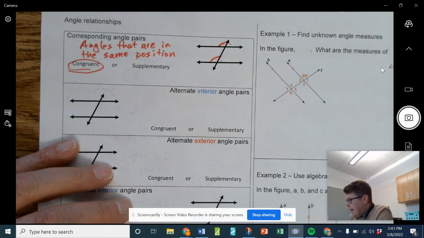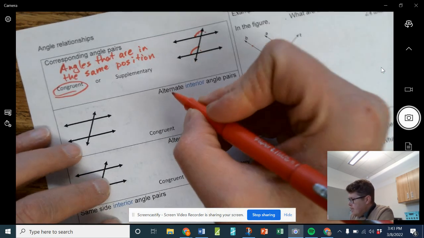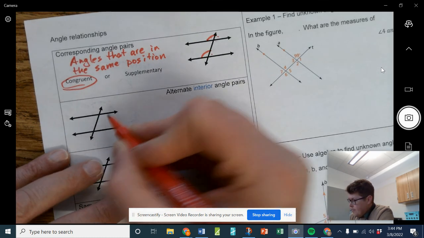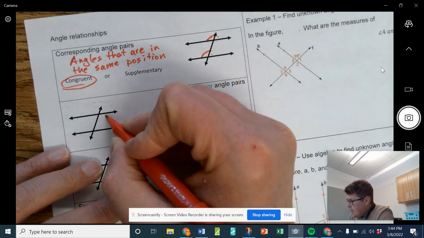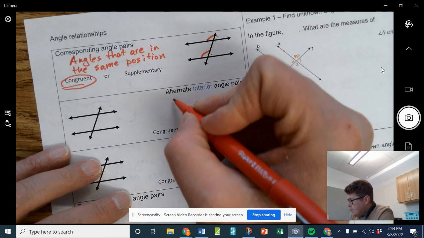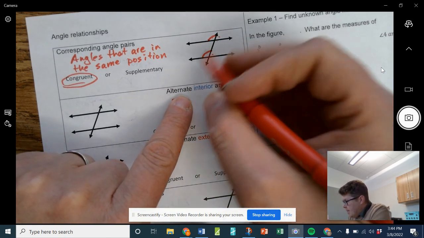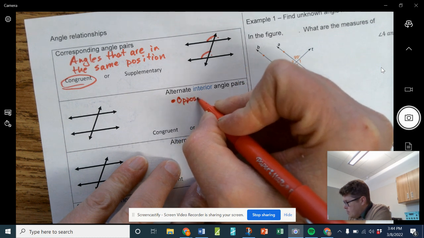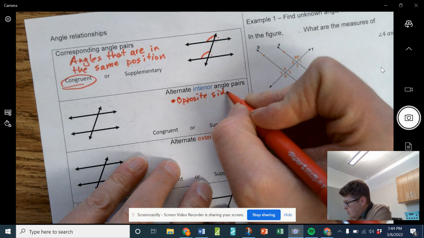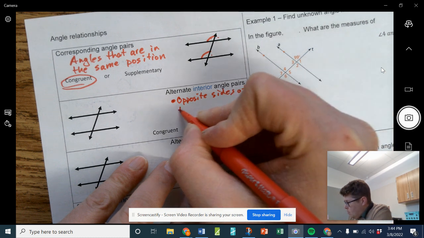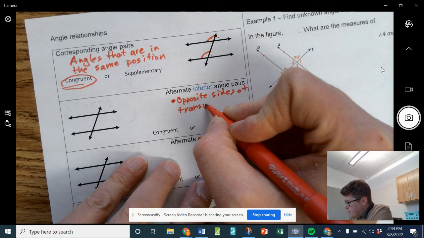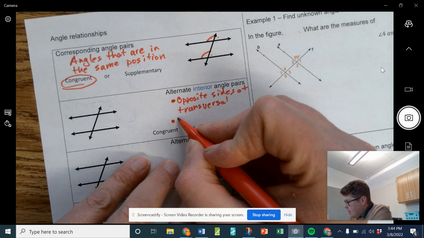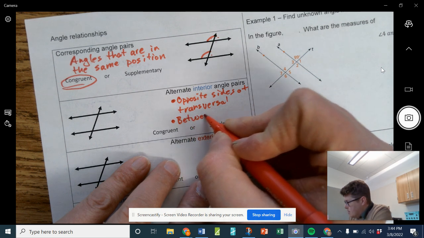Alternate interior angle pairs. Now, alternate means the different side of the transversal, so one's on the left, one's on the right, okay? And then interior means they're in between the parallel lines. So this has 2 points. The alternate means opposite sides of the transversal. One's on the left, one's on the right. Okay, and then the other one is inside the parallel lines or between the parallel lines.